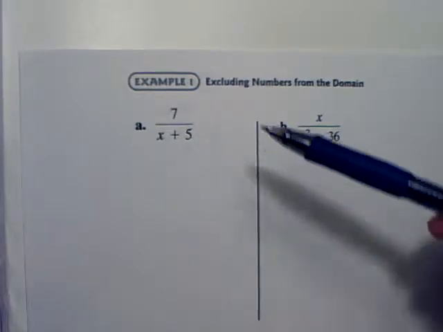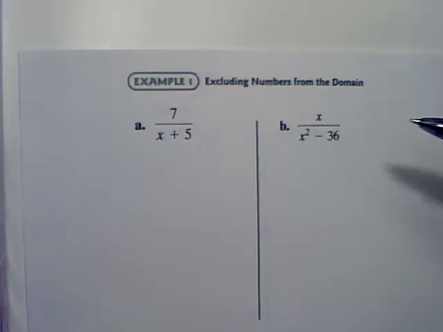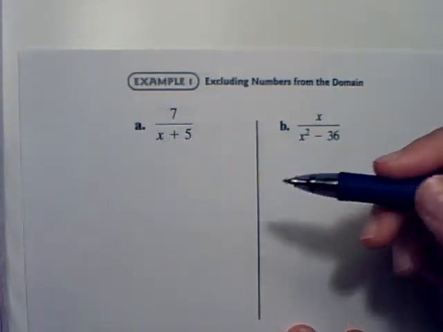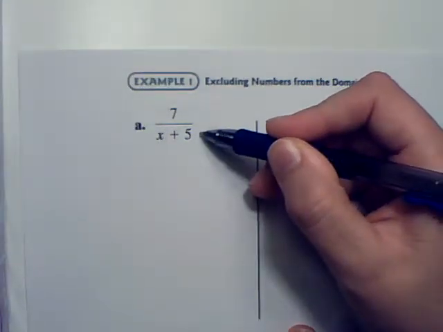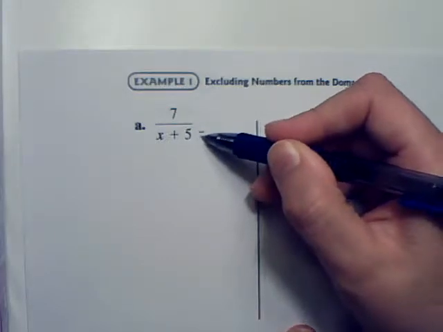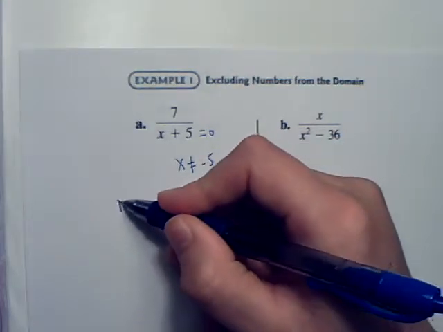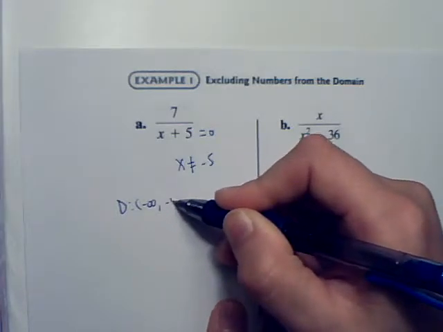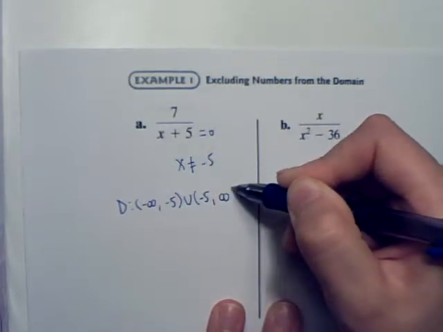Okay, so these first two examples, we've got 7 over x plus 5, and then x over x squared minus 36. There's nothing to factor here, can't cancel anything, so this is in simplest rational form, and now we just want to figure out the values that would be excluded from the domain. Remember, with rationals, we look at the denominator and set each factor equal to 0. So if you set that equal to 0, x could not equal negative 5. And remember that we're doing domain in terms of interval notation, so this would be from negative infinity to negative 5 with a parenthesis, union negative 5 to infinity.